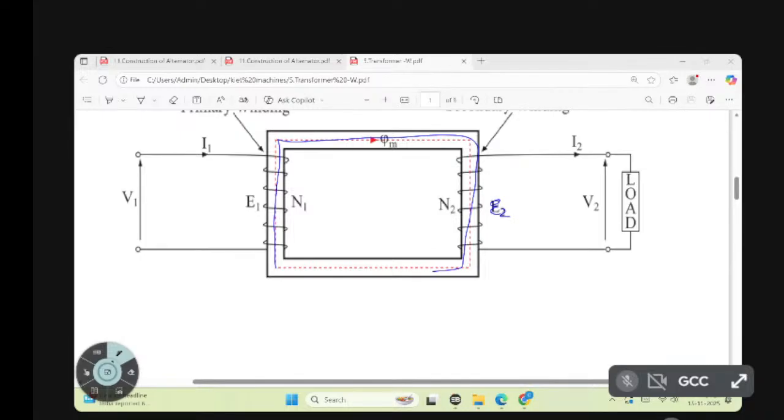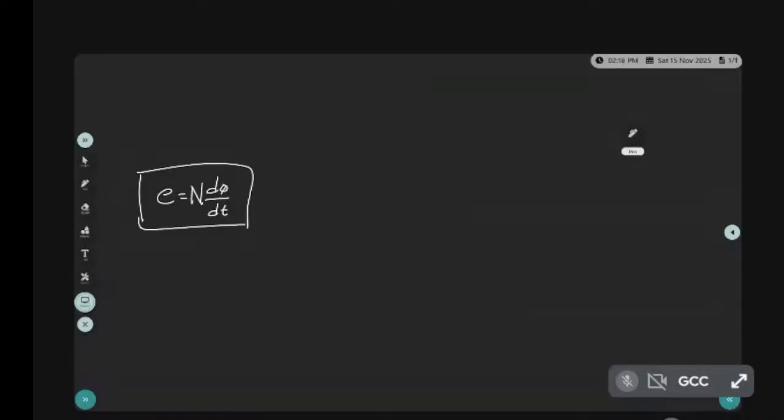This is about working. Do you understand? Right. So now, E is equal to N dφ/dt. The magnitude of induced EMF is directly proportional to the number of turns. If more turns are there, more induced EMF. Less turns are there, less induced EMF.